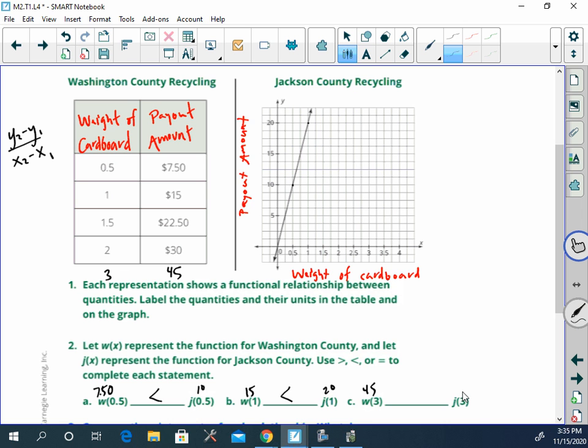And then if we're looking at j of 3, we want to look at our slope, so we want to make sure we're going over 1. You've got to go up 20 before you go over 1. So our slope here would be 20, and it's starting at 0. At 1, it's at 20, and it keeps going up by 20. This would be 40, and this would be 60. So this one's 60. So I would probably take my recycling to the Jackson County Recycling. You're going to make more money.